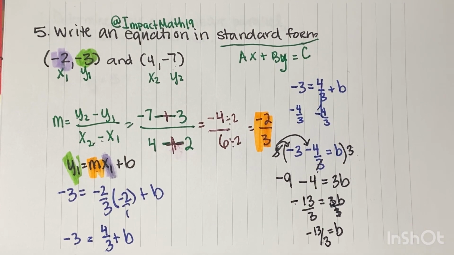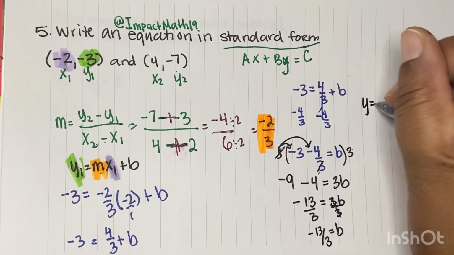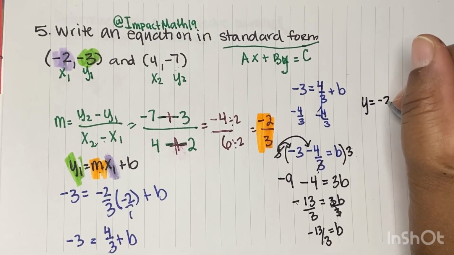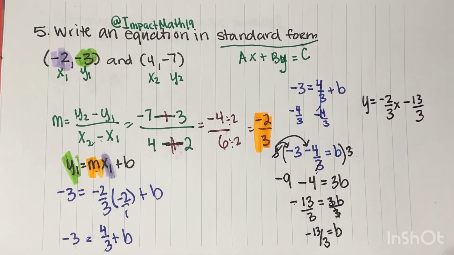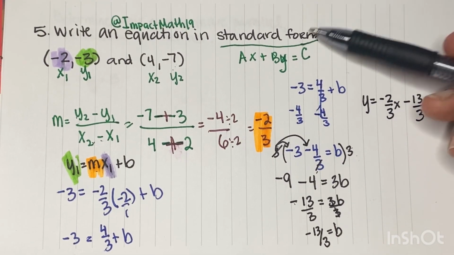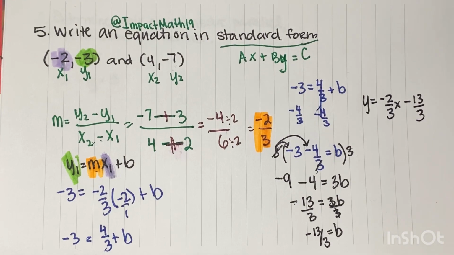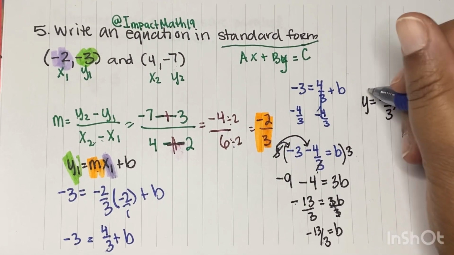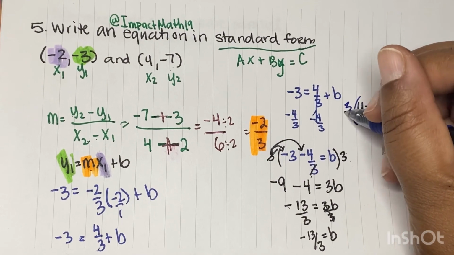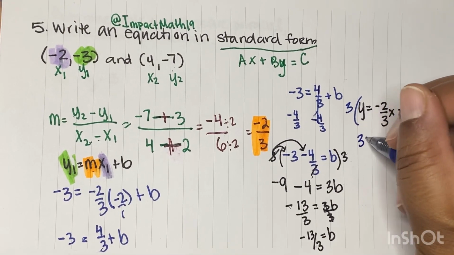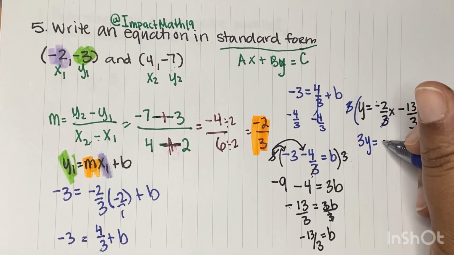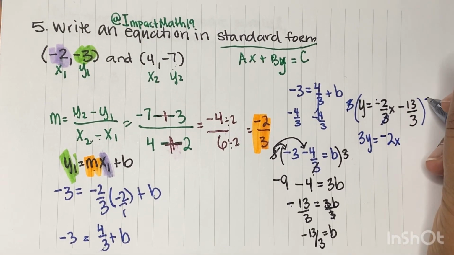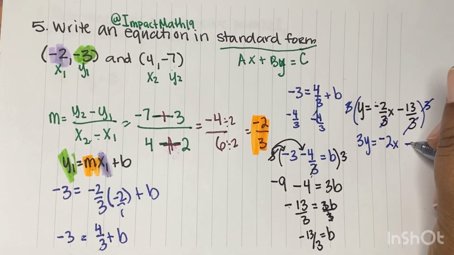Okay. So now what we want to do is write our equation, which is y equals my slope, which is negative 2/3 x minus 13 over 3. But remember, we want it in standard form. So what we can do here is multiply everything by 3 to get rid of the fractions. So we get 3y. When we multiply this by 3, these 3's cancel, and we're left with negative 2x. If we multiply this by 3, this 3 cancels, and we get negative 13.